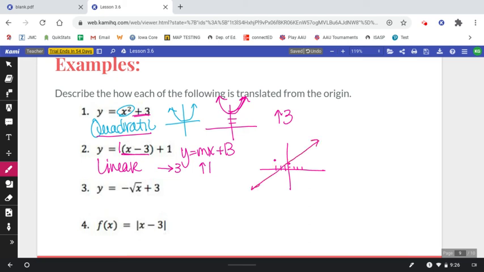My pen is not following very well, but that is basically what it should look like. We don't have to draw the graph. I'm just drawing it for reference. When you go to do your homework, all I'm going to expect to see is what type of graph it is, and then what are its movements.